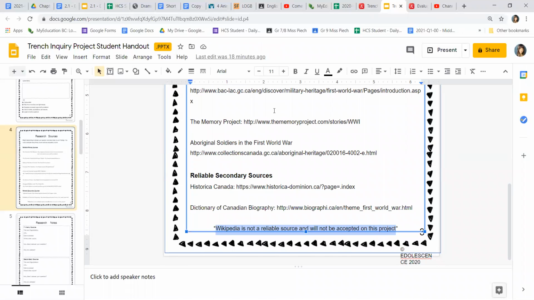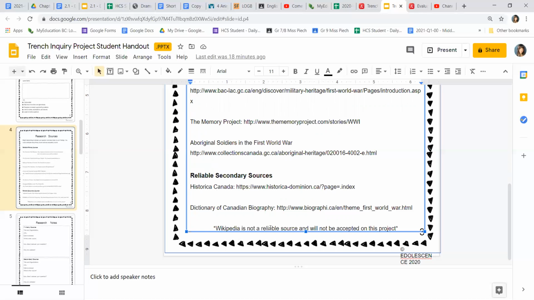Let's say you found something on Historica Canada, but it wasn't quite making sense to you. Sure, go ahead and look it up on Wikipedia, but that is not going to be where you get the bulk of your information from. That's only something you should use if you need to double check something, or if you need to have it explained a little bit better to you. Other than that, you are not using it for your research project.